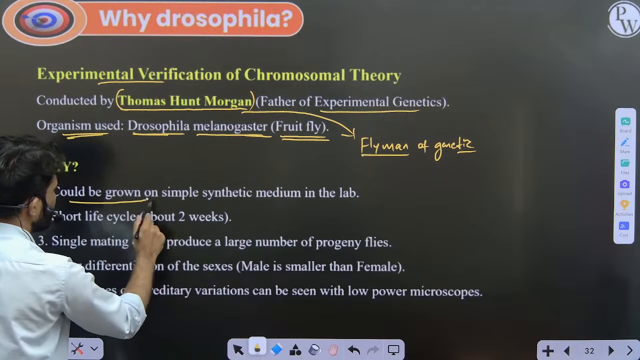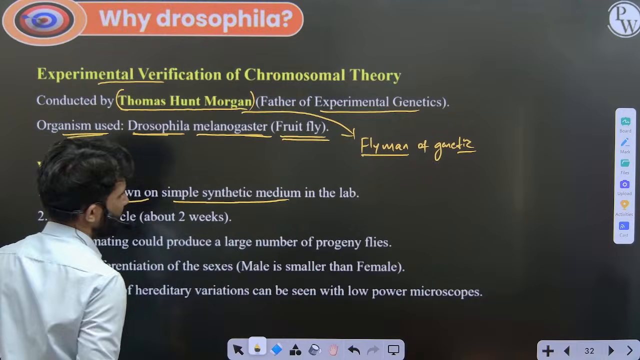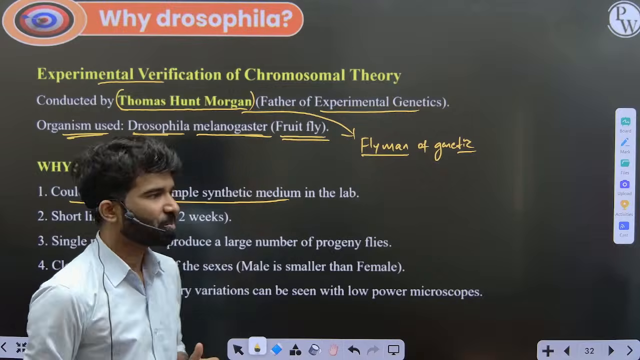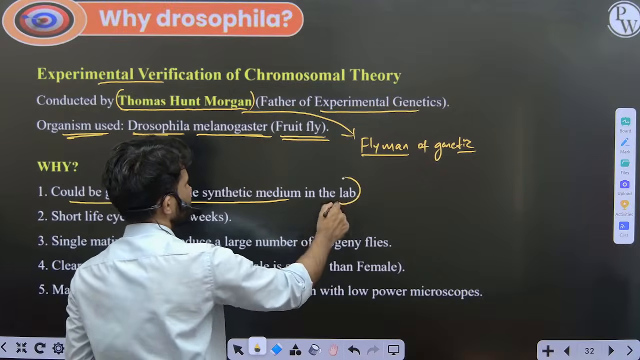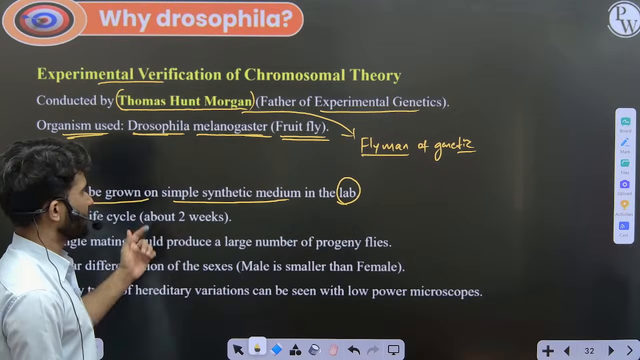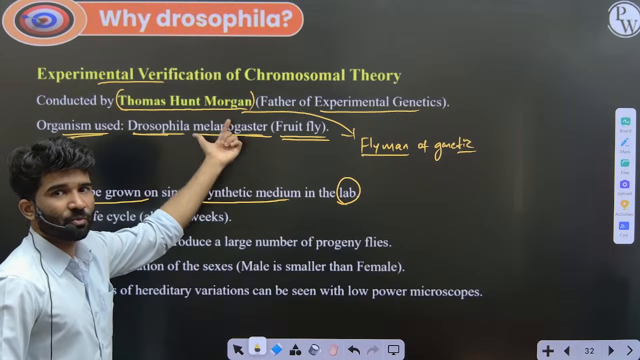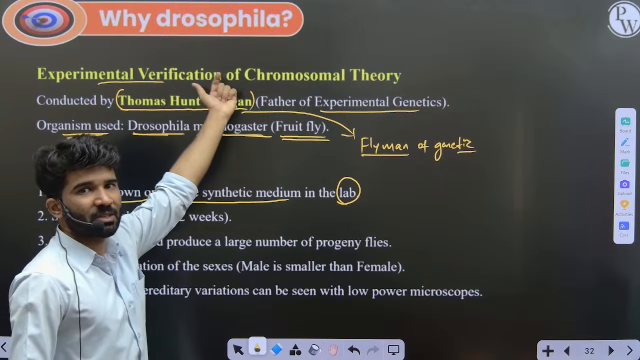These can be grown in a simple synthetic culture media in laboratory conditions, in a short period of time. This is one reason he used Drosophila, fruit flies, for the experimental verification.